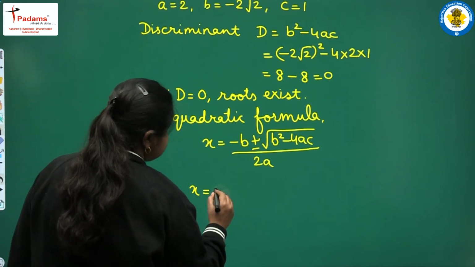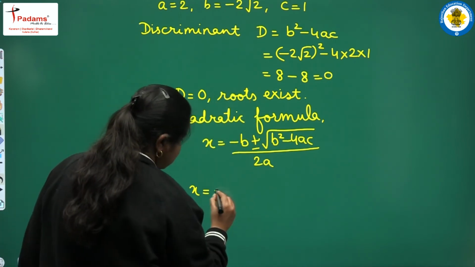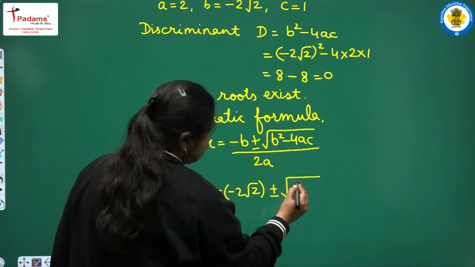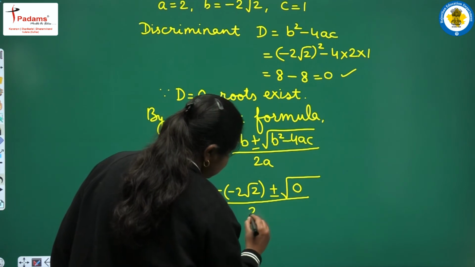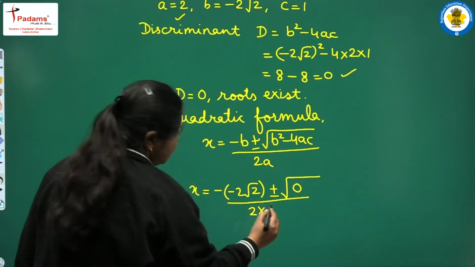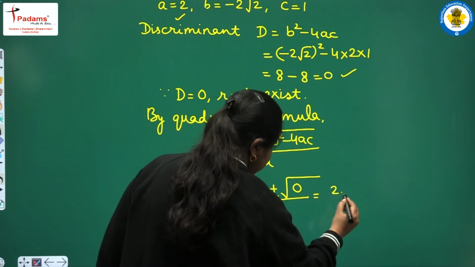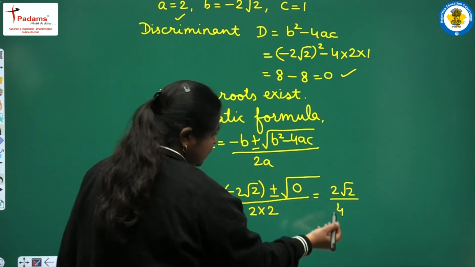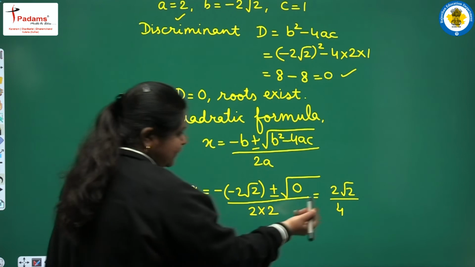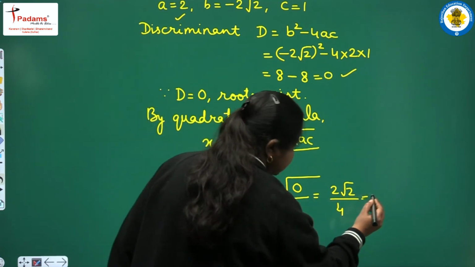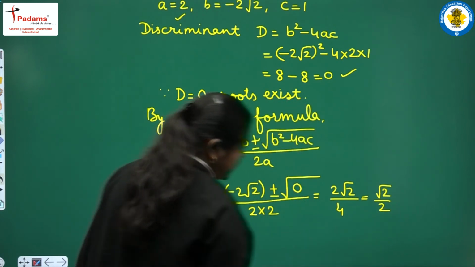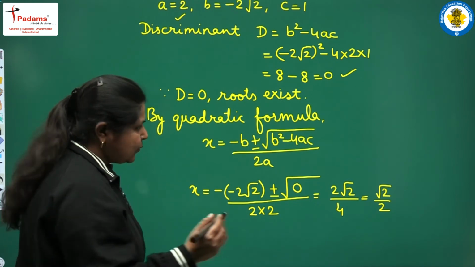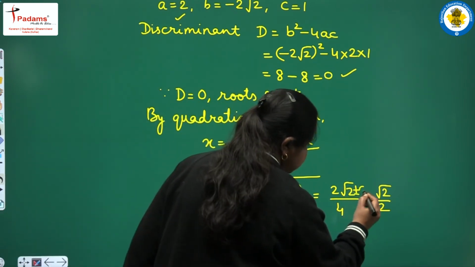x equal to minus b, the value of b is minus 2 root 2. So minus of minus 2 root 2 plus minus under root, यहाँ पे वैल्यू आ गई 0, देखिए ये 0 अपॉन 2 into a is 2, so 2 into 2, here we get 2 root 2 अपॉन 4. देखिए आप माइनस माइनस प्लस हो गया तो 2 root 2 upon 4 और square root of 0 is 0. So we get this expression and from here if we simplify, root 2 upon 2. Now both the roots will be equal. Since this is 0, both the roots will be equal. Here we can write it as plus minus 0 along with it.